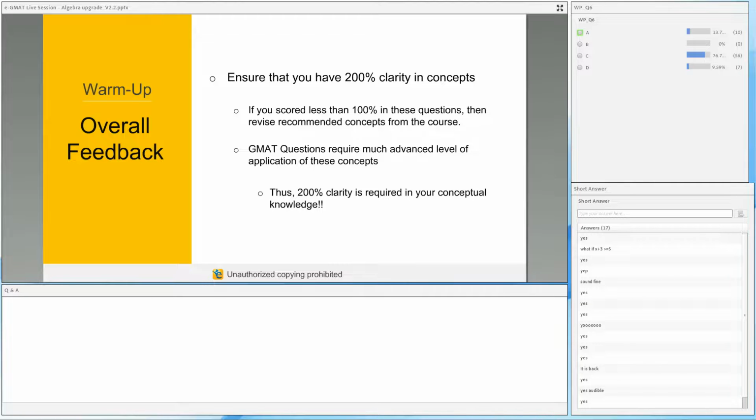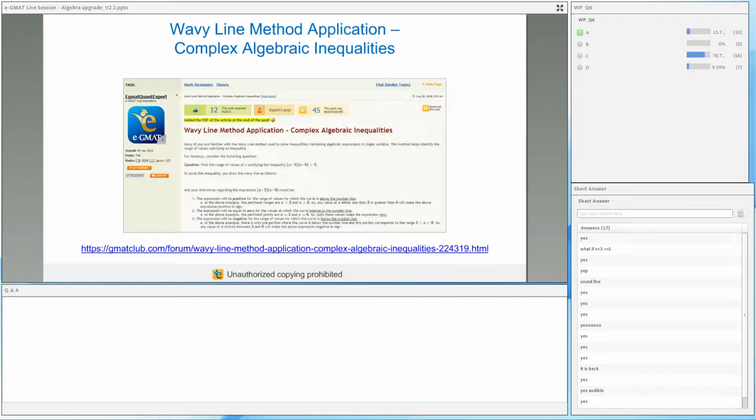So I would highly recommend you go through the concept files we have already shared with you. These are in the free concept files. You can log into e-GMAT.com and go through them. I'll share the PDF also at the end of the session.